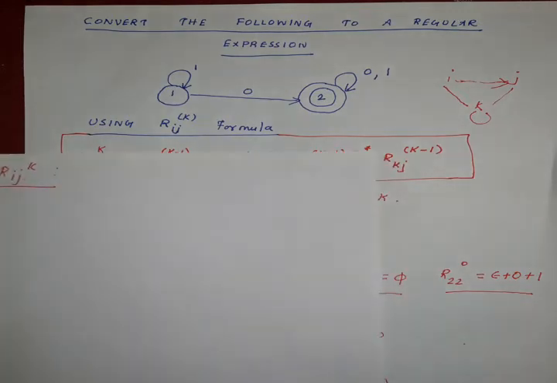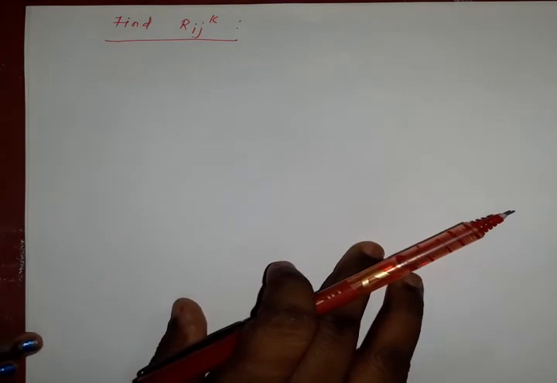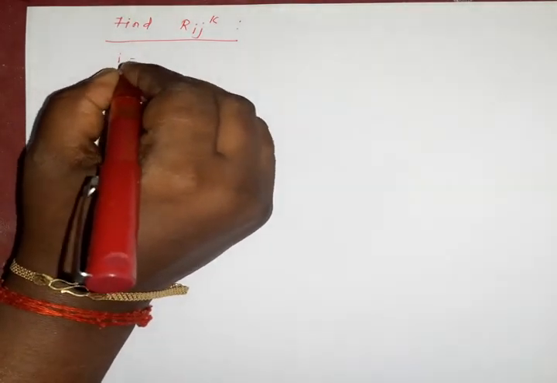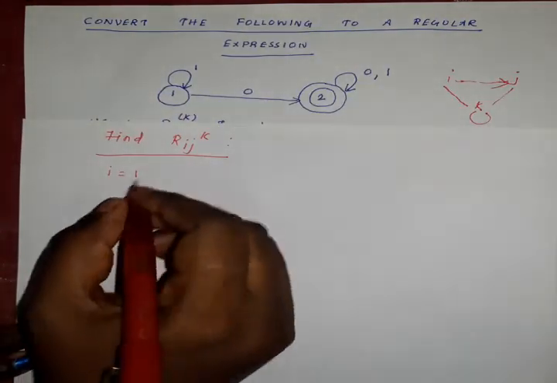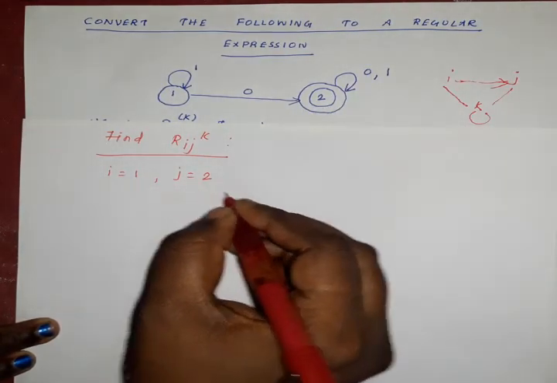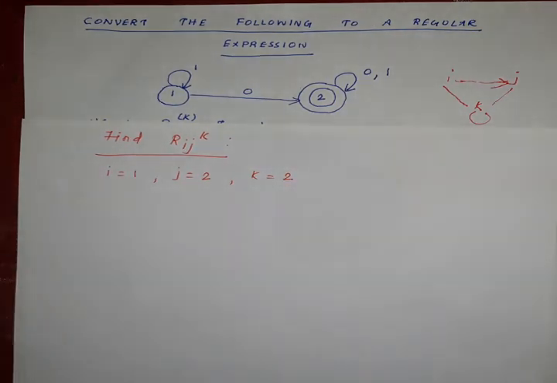So now we are going to find the final term of the Rijk formula. The number of states you know. I value is 1, right? The initial state I value is 1 and J value is 2. J is the final state and K value is 2. How many number of states are there? 1, 2. Again I repeat, this is the most important thing in Rijk formula. I is the initial state, J is the final state and K is the number of states.